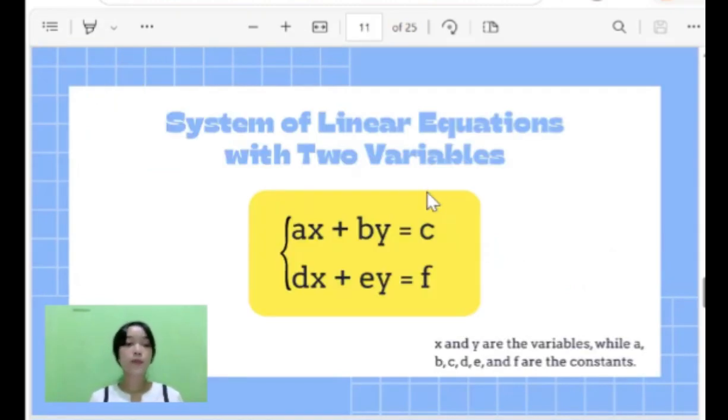Now, if we combine two linear equations together, we get SPLDV. The goal is to find values of x and y that satisfy both equations at the same time. Usually like this: ax plus by equals c, and the second equation is dx plus ey equals f. Same as before, x and y are the variables, while a, b, c, d, e, and f are the constants.